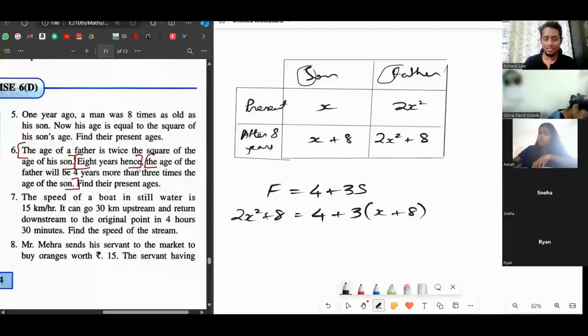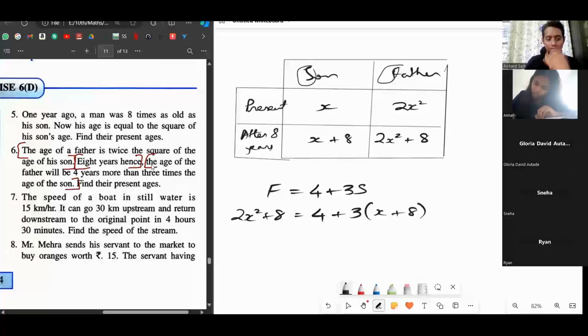Next statement is 8 years hence. So 8 years hence means after 8 years. So after 8 years, you just add 8 to both the son's and the father's age. So x will become x plus 8, and the father's 2x square will become 2x square plus 8. And the third part of the question says, after 8 years, the age of the father will be 4 years more than 3 times the age of the son.